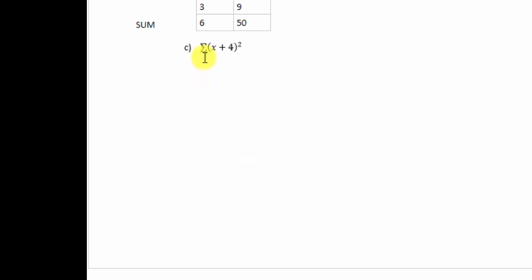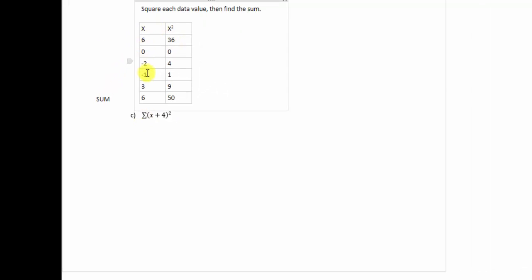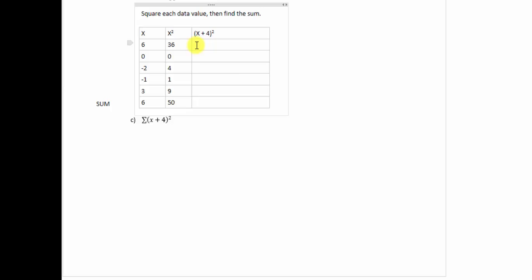For part C, we have the sum of the quantity x plus 4 squared. So it's important to apply the order of operations here. We must take our first data value, add 4, square that amount, and then we will find the sum. So I could actually just continue with the previous table and add a new column for x plus 4 squared. Now that we have a column for the quantity of x plus 4 squared, we're going to substitute each data value for x, one at a time.